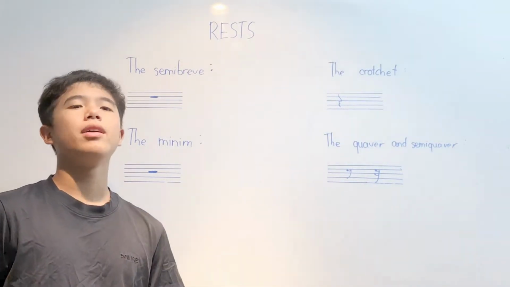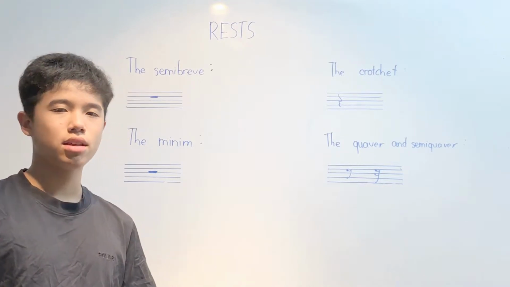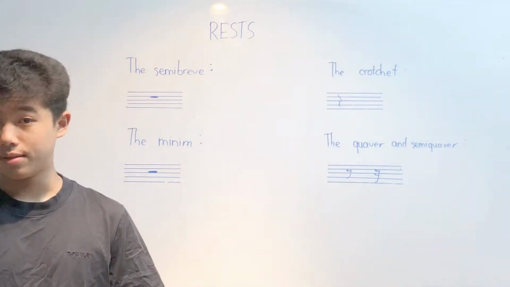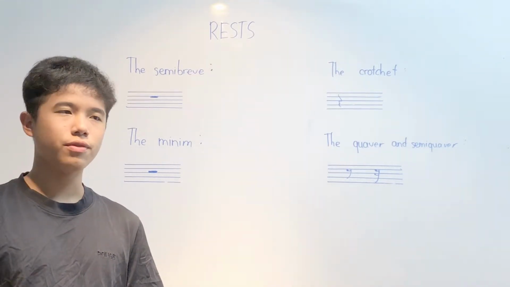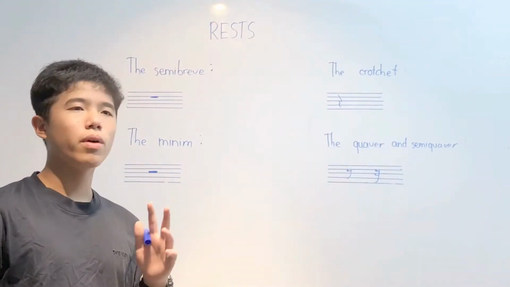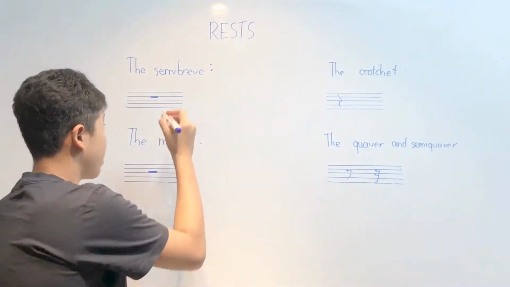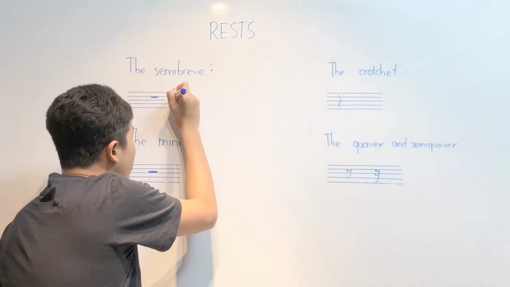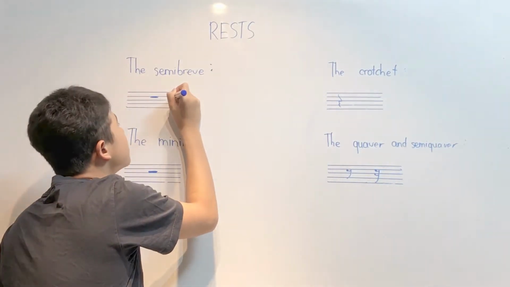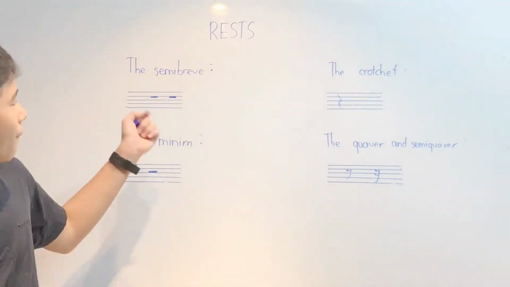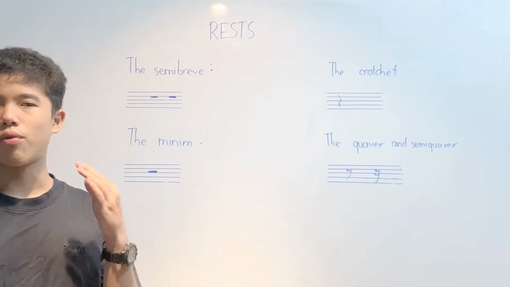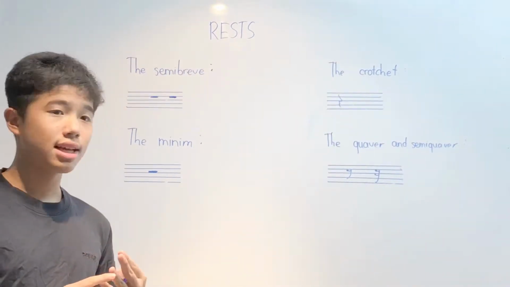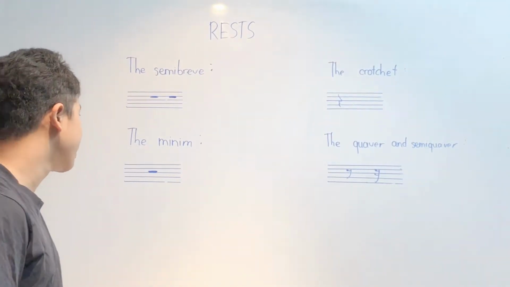The first one, the highest rest, is also called the semibreve rest. The semibreve rest is often drawn with a little dot right here, like this. Just keep coloring that. And a semibreve rest lasts for 4 beats, like a semibreve note.